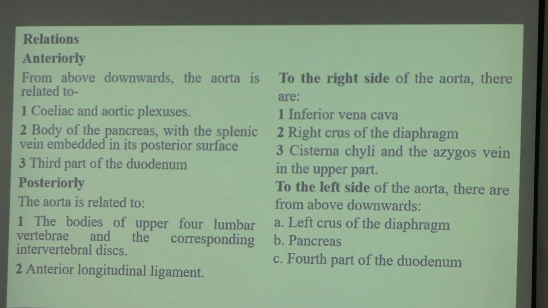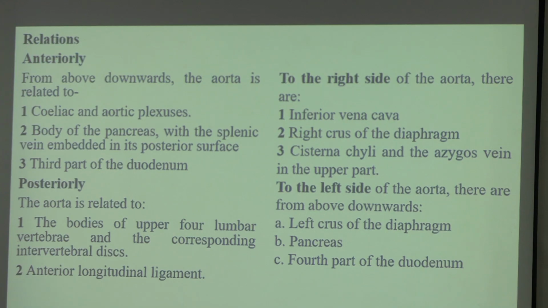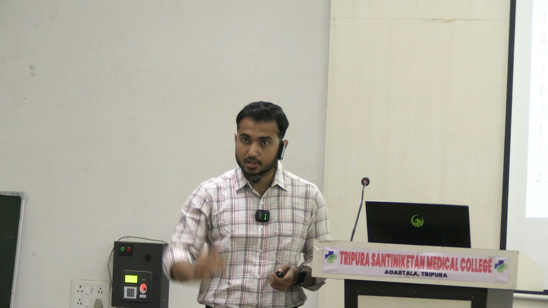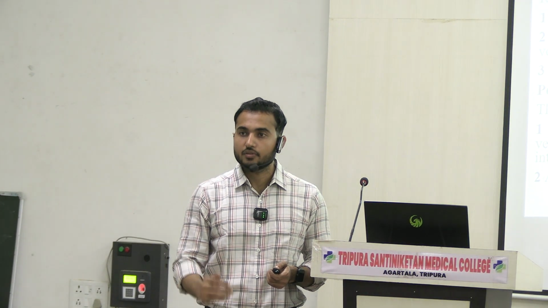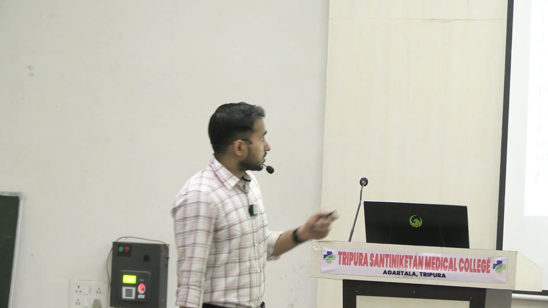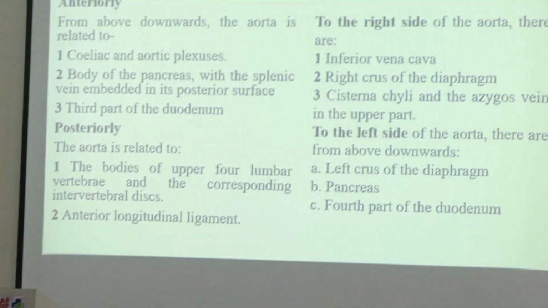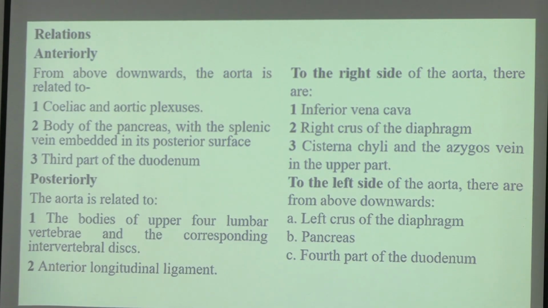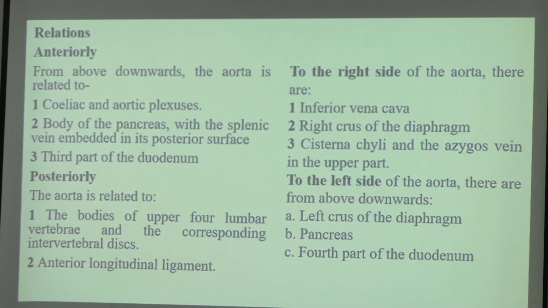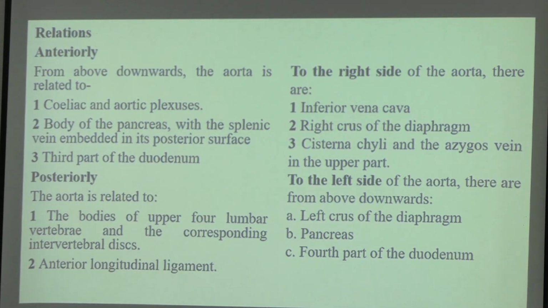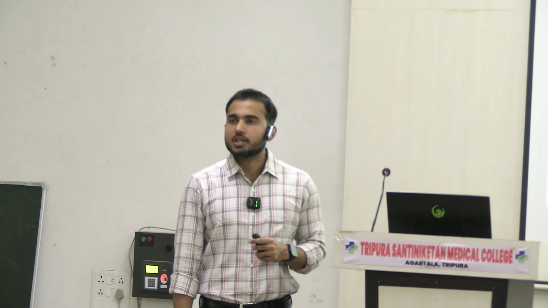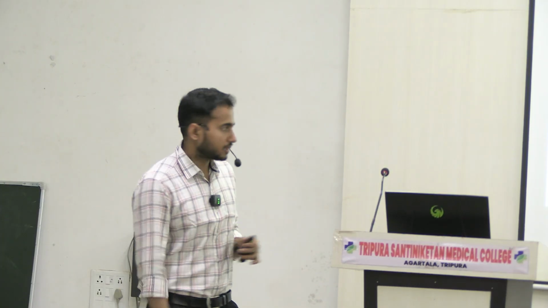Okay, that means some structures will be present in front of our upper part also, and some structure will be present in the lower part also. So you have to mention the name of the structures serially from above downwards. I hope it is clear. So first you can see iliac and aortic plexuses. Then if you go below it, you can see the body of the pancreas, along with that the splenic vessel, then third part of the duodenum. Okay, so these are the structures which are present anteriorly, anterior to the abdominal aorta. Okay, don't worry, I will show you a diagram.